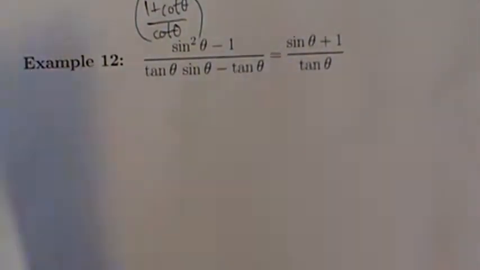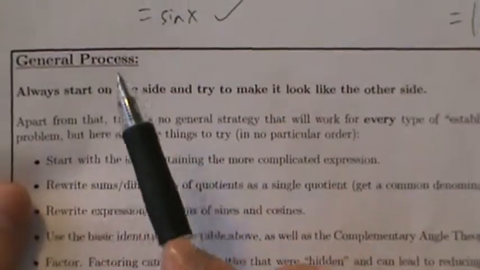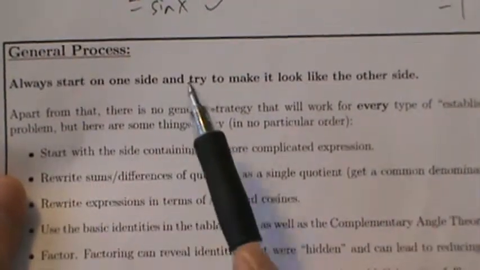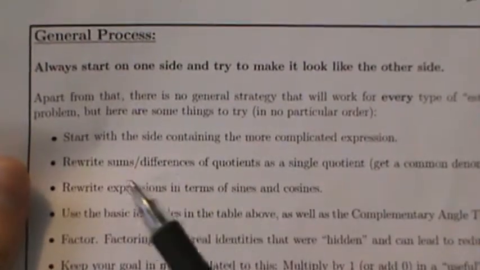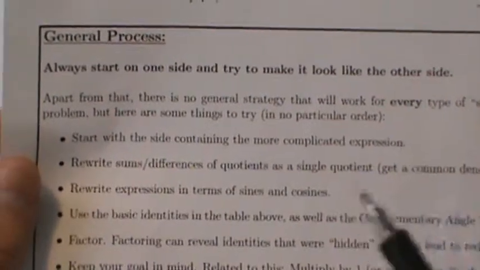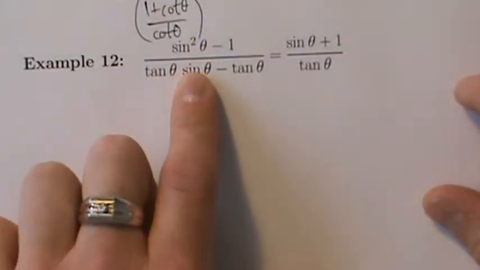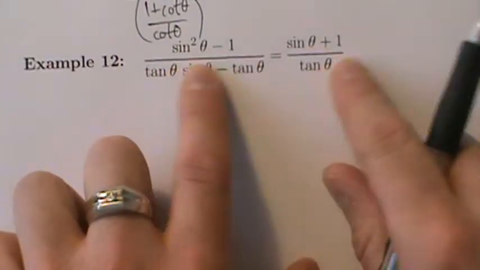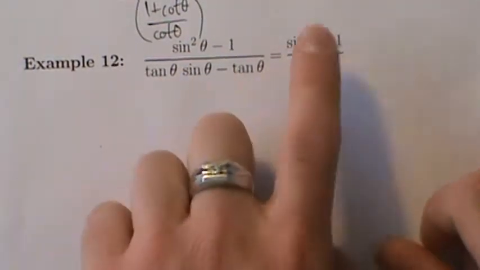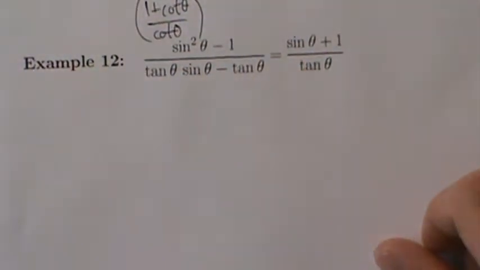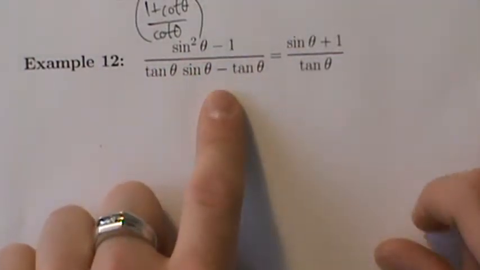So if we go back to our steps here, our general process from an earlier video: always start on one side, try to make it look like the other side. Start with the more complicated side, is what we usually want to do. In this case, I think the left side is a little more complicated. We have a quotient on both sides, but here we have subtraction, subtraction, multiplication. Here we just have addition on top. That's not too bad. So the left side's a little more complicated, so we're going to start there.